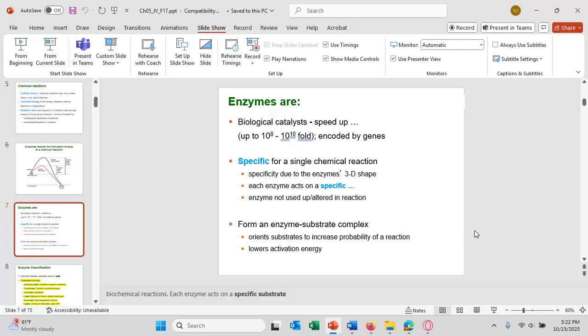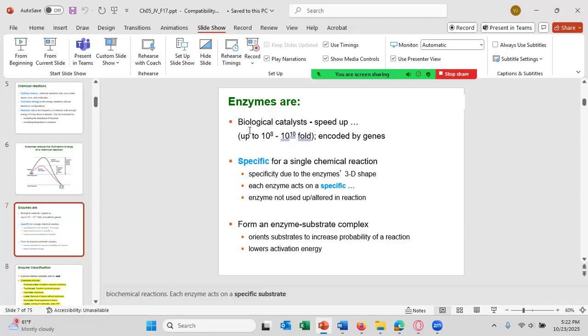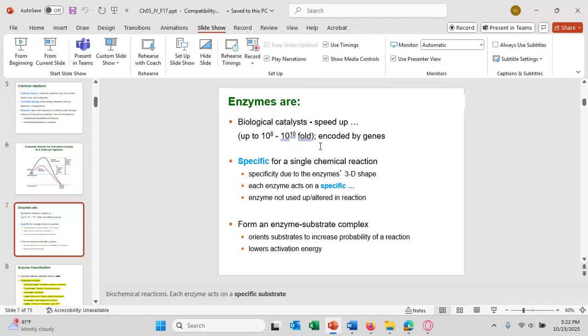We can speed up a chemical reaction 10 to the 8th to 10 to the 10th fold. You don't need to know that. But an enzyme is a biological catalyst. Most enzymes are proteins, and they are encoded by genes. In fact, all enzymes are encoded by genes. And I've already stated most enzymes are proteins, so let me state that a few enzymes are RNA, and we'll talk about that in this lesson a little bit.